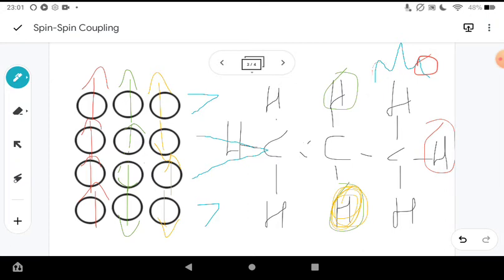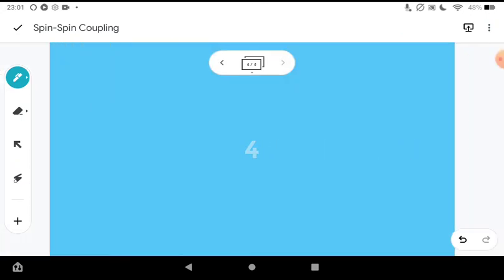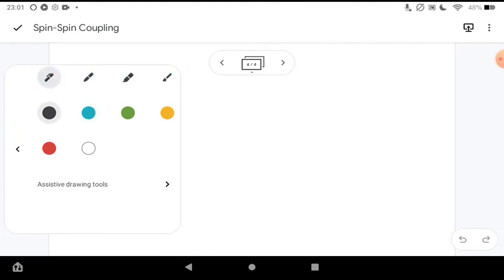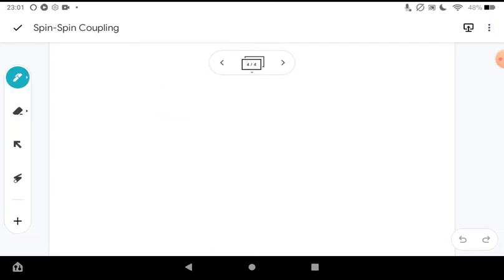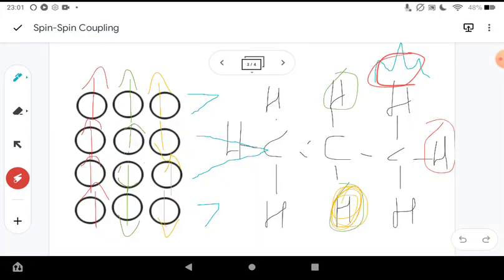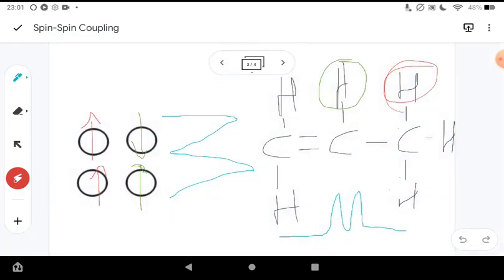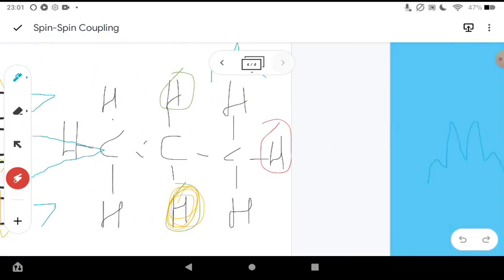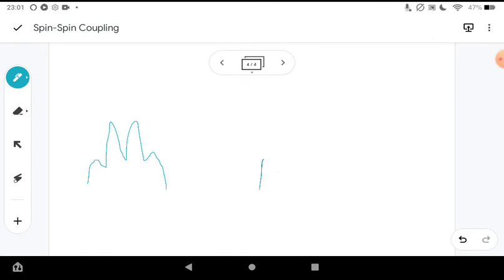So for a splitting pattern with three adjacent hydrogens, what that will look like is a small one, two big ones, and then another small one. That is what we call a quartet. This is a triplet, and this is a doublet. And it just carries on. So the more adjacent hydrogens I have, the more peaks: four adjacent hydrogens will give me a shift pattern that looks like this.